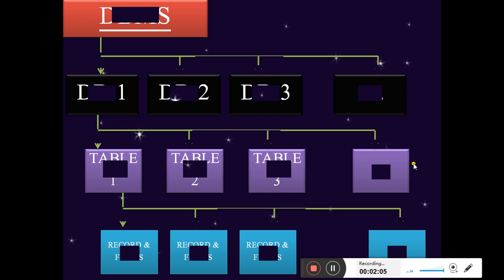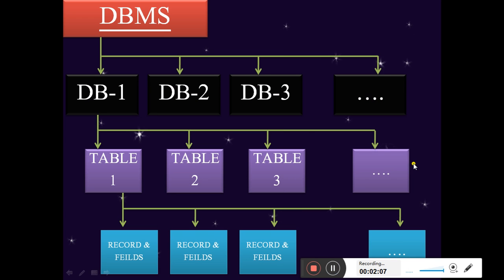So the hierarchy of the database management system will be the same. Okay, see the hierarchy once again. Database management system, this is the application. In one database management system you are creating multiple databases, db1, db2, db3, these are the names of the databases. Now in one database you can create multiple tables. In one table you can create multiple records and fields. Records are called rows and fields are called columns.